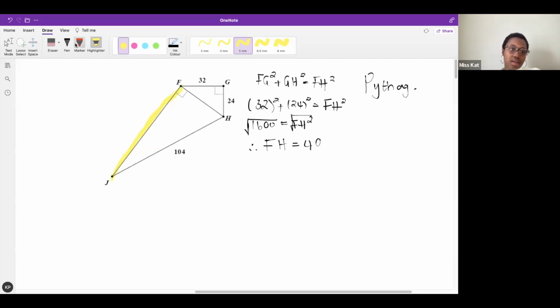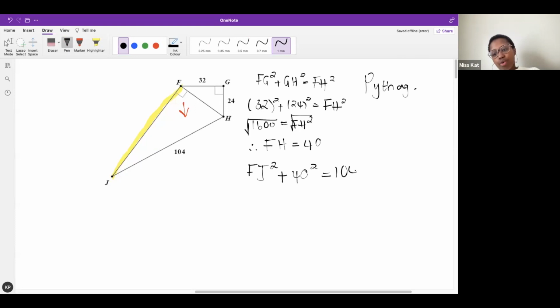I said FJ, it doesn't matter. It's going to be 40 squared plus 104 squared equals FJ squared. But look where it is. The hypotenuse is not FJ. The hypotenuse is 104 because it's the one opposite the 90 degrees. Let's do it together. So it's FJ squared plus 40 squared will be 104 squared.